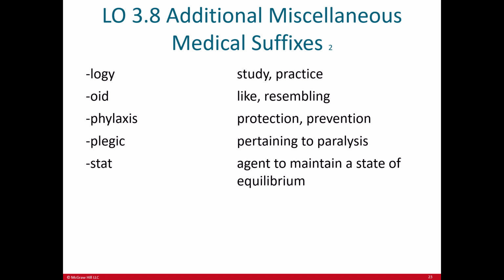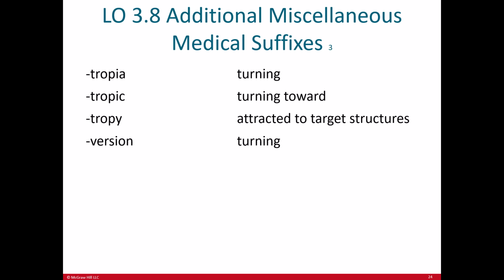All right, then we have phlaxis, protection or prevention. Plegic, which is pertaining to paralysis. Then stat, agent to maintain a state of equilibrium. Finally, we have tropia. Tropia is turning. Tropic, turning toward. So this is something that's happening. Trophy, which is attracted to target structures. So tropy. And then version, turning. So you'll think of inversion. You'll hear that one a lot, and that's a turning inward, of course, because in means inward.